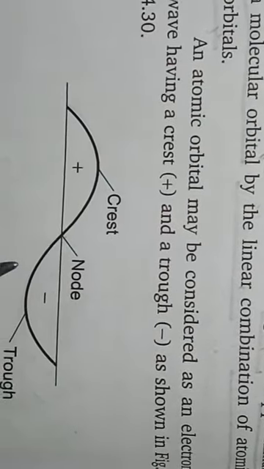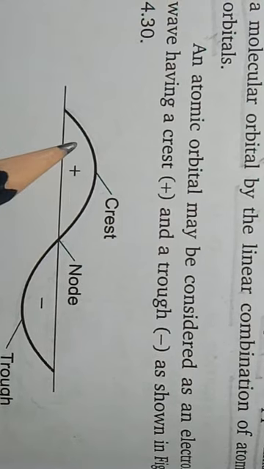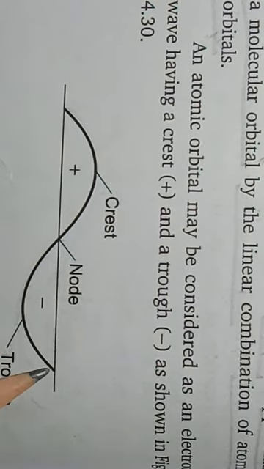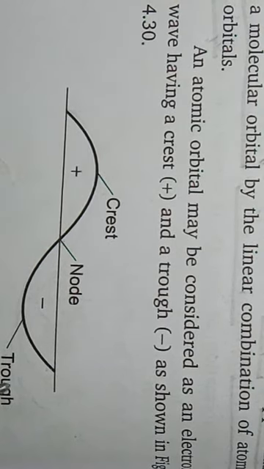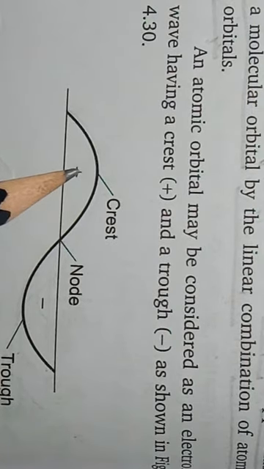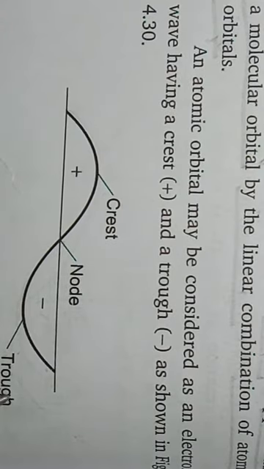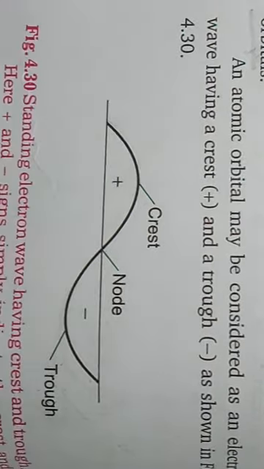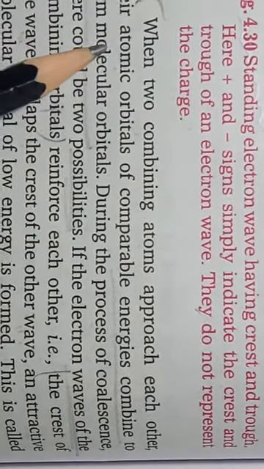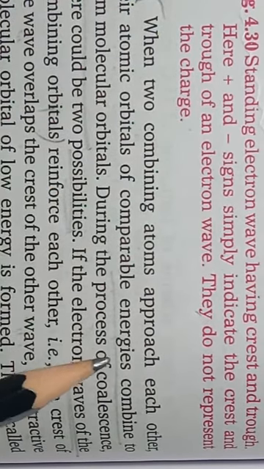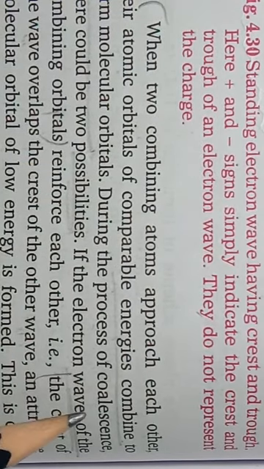Now an atomic orbital can be shown in the form of a wave having a crest and trough in this way. A crest is represented with a plus sign and a trough is represented with a minus sign. Now when two combining atoms approach each other, their atomic orbitals of comparable energies combine to form molecular orbitals. During the process of this formation, there could be two possibilities.